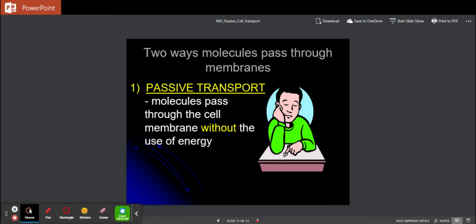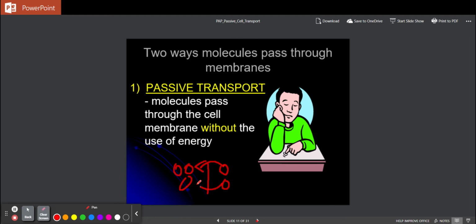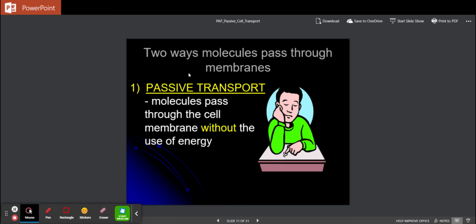Now, sometimes our body wants stuff in a certain area. So, let's say there's two things here and there's three things here, but our body needs some of this stuff over here. So then it would be active transport. It would move from here to here, which would require energy. You can kind of think of it as like a boulder rolling up or down a hill.